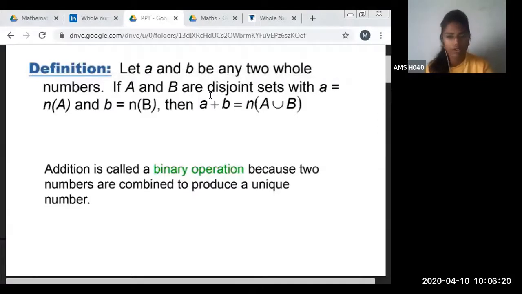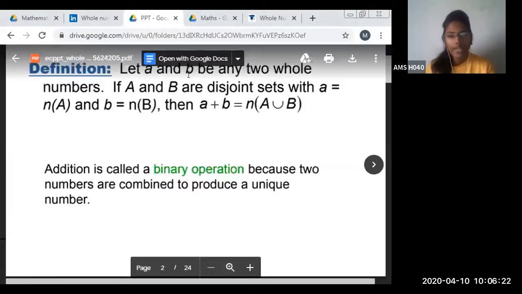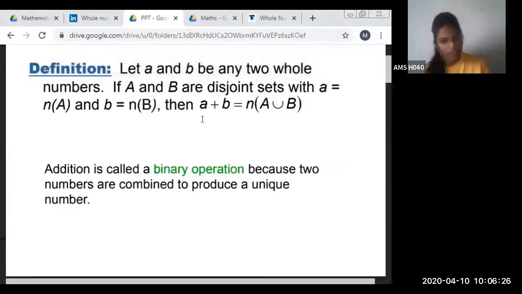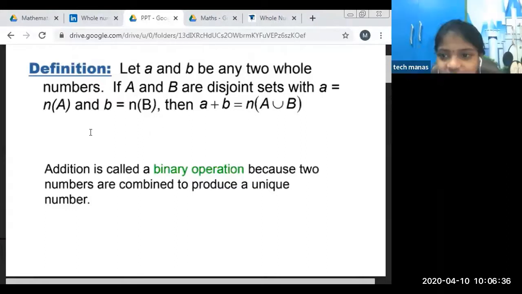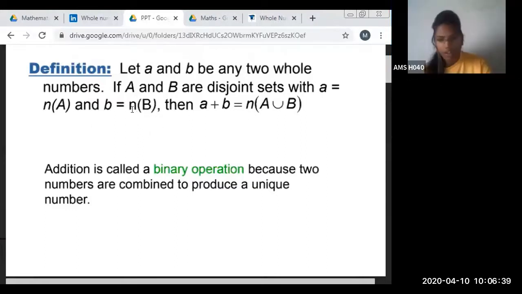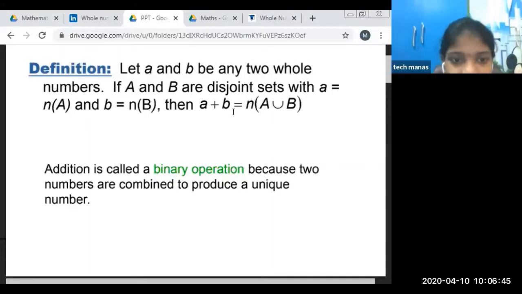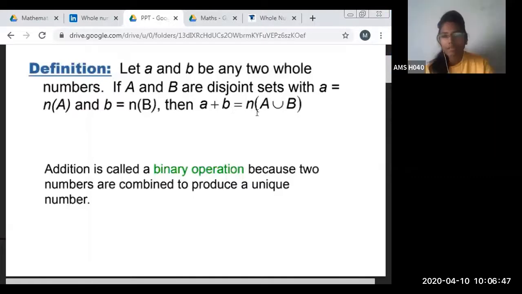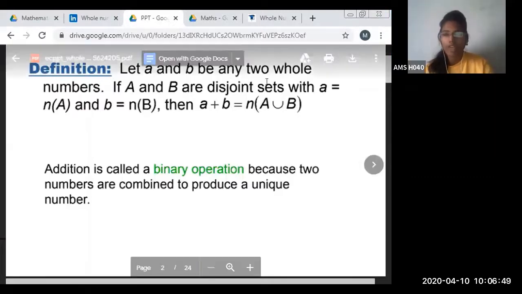Addition we are going to do. Let A and B be any two whole numbers. We can take any number like 3 or 4 or 5, anything. If A and B are disjoint sets, then n of A union B is equal to n of A plus n of B, where n of A is the number of elements in A and n of B is the number of elements in B. So A plus B is nothing but n of A union B.